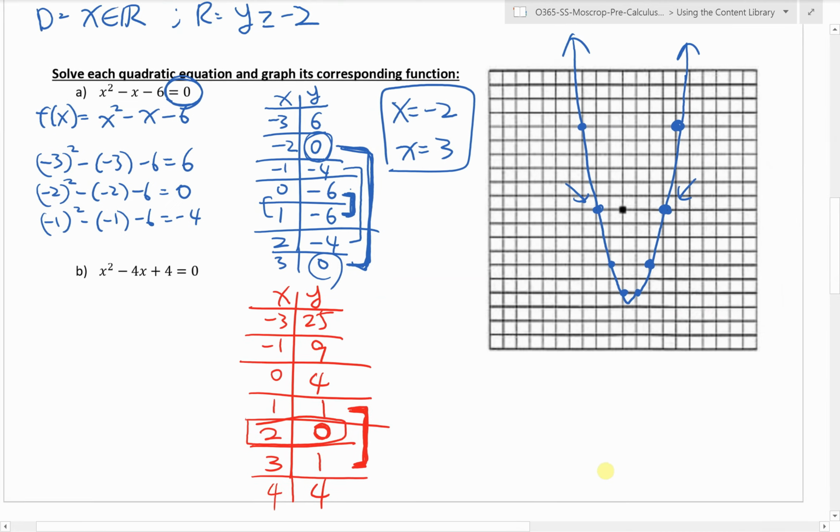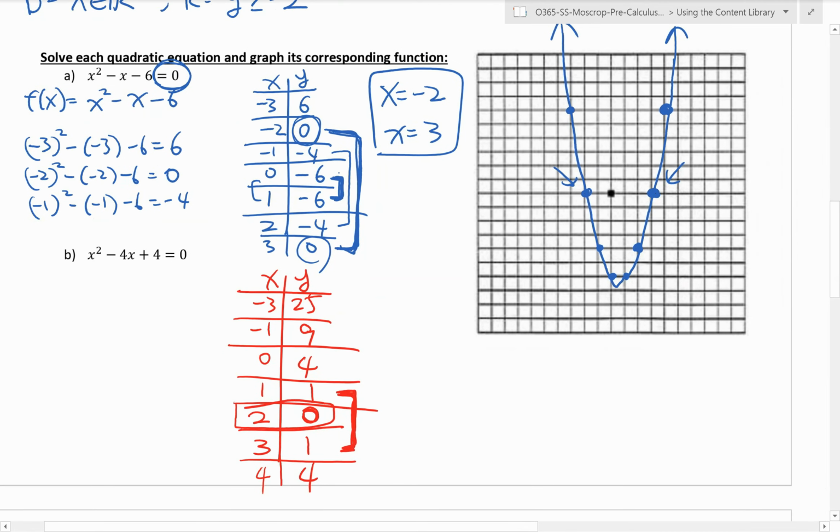Okay. So if I plot these points, I'm going to go -1 and 9, 0 and 4, 1 and 1, 2 and 0, and then 3 and 1. Here we go. Then 4 and 4. I know it's going to be 5 and 9. Okay, again, it's symmetrical, right? So here is the graph.